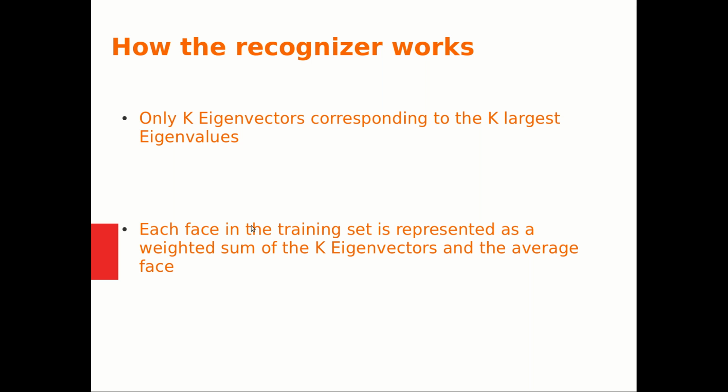Once we have them, each face in the training data set is represented as a weighted sum of the k eigenvectors in the average face. So each face can have different k eigenvectors, and they're weighted because one eigenface could contribute something to the main image, and the other could contribute differently to the face image. That's why they're weighted. So now the training data set is built.